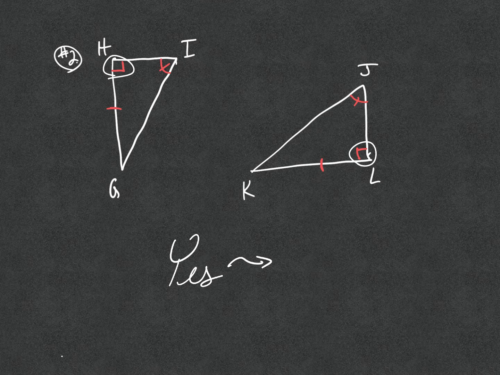Let me draw a temporary arrow. We don't know anything about the hypotenuse there or there. So even though we have a right triangle, we're not going to be able to use HL. What else do we know in the problem?